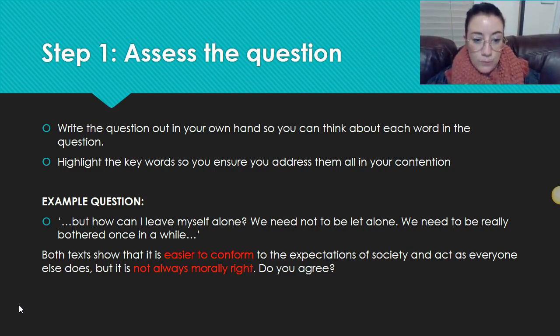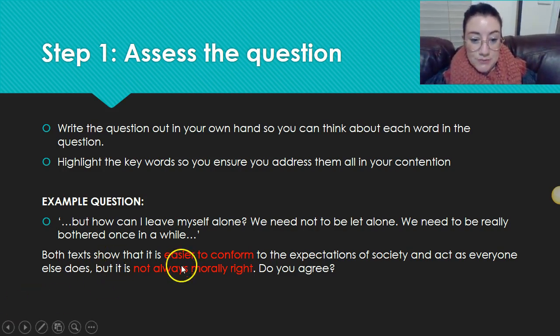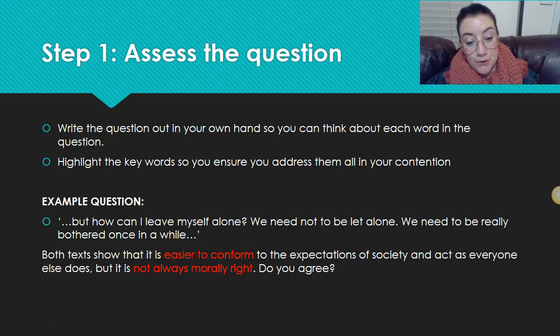And then what I've done is I've picked out my key terms, which you can see here. Easier to conform, and then, but it's not always morally right. So they're my key terms. I'm going to have to make sure I address both parts, the easier to conform bit and the not always morally right bit. I can't just ignore one, I've got to address both, and I've got to make sure that I'm using those kind of phrases as often as possible.